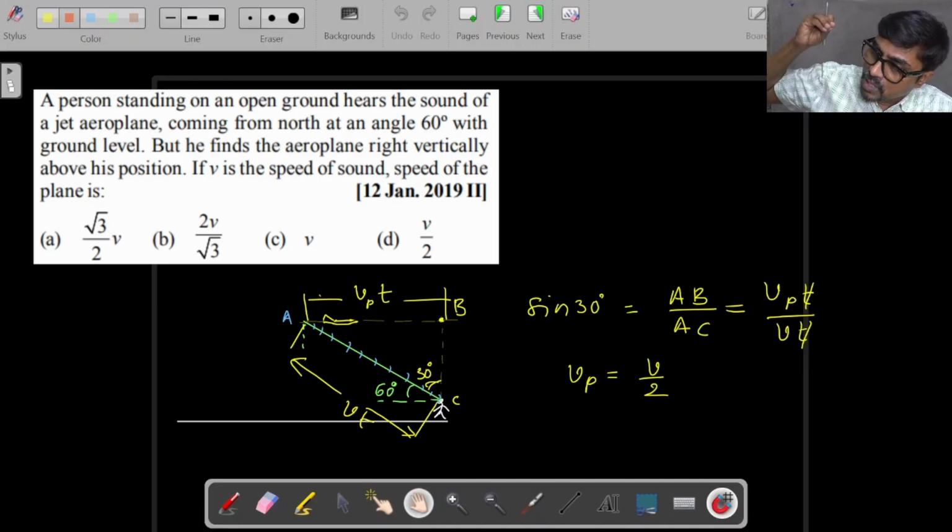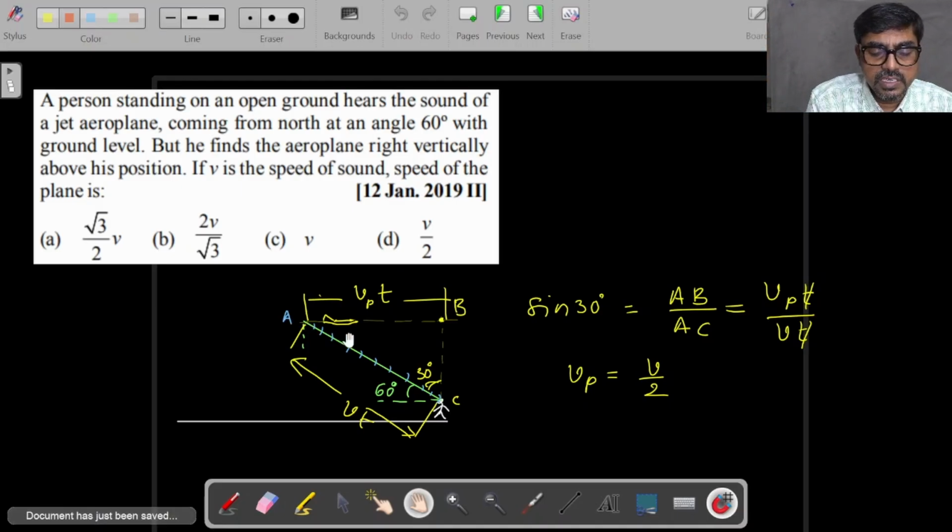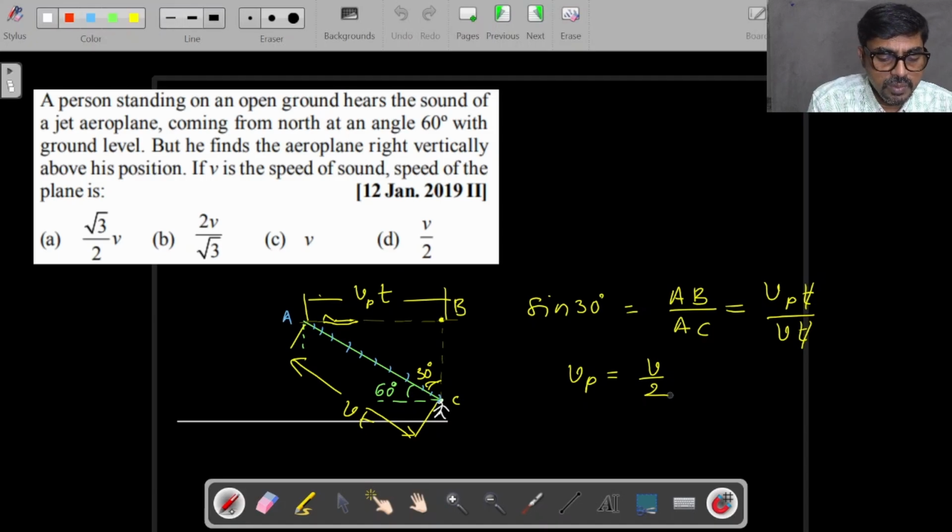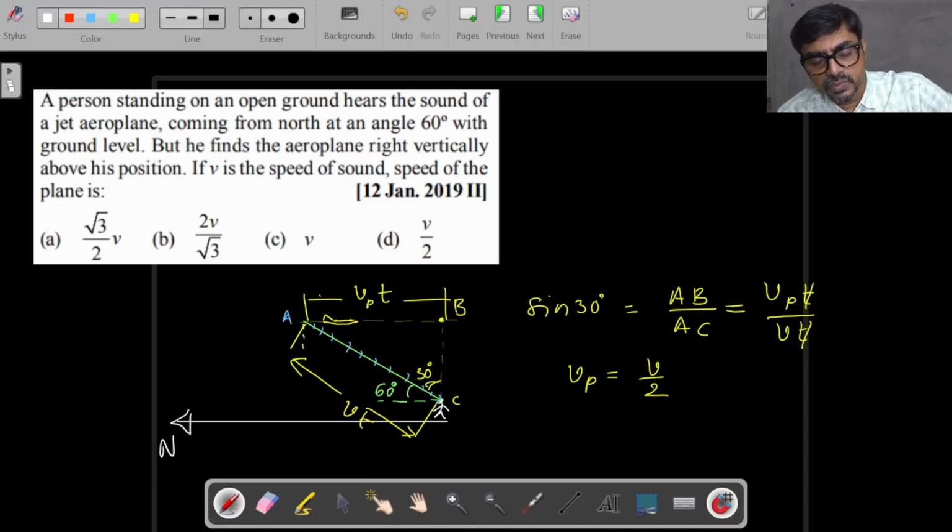I feel the sound is coming from there, like this. So the person who is standing here feels that it is coming from the north. For him this is north, but not horizontally; it appears to be coming from above at an angle of 60 degrees. But he finds that the aeroplane is right vertically above him. He sees the sound is coming from there, but he sees the aeroplane is right above him.